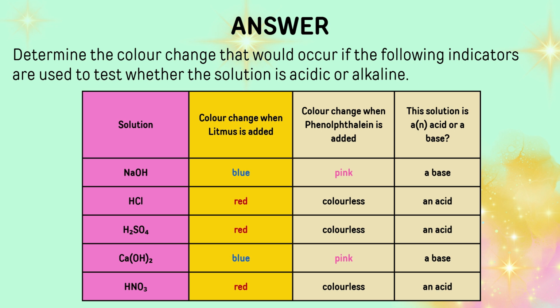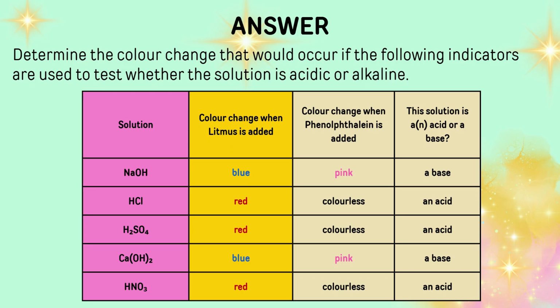So the trick to this is, first you needed to state what the solution was, whether it was a base or whether it was an acid, and then you were supposed to know litmus solution turns blue in a base, red in an acid, whereas phenolphthalein turns pink in a base and it stays colorless. There's no color change when it's added to an acid. So for sodium hydroxide, because it is a base, upon addition of litmus it would turn blue, and upon addition of phenolphthalein it would turn pink.